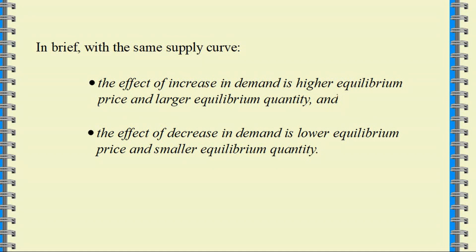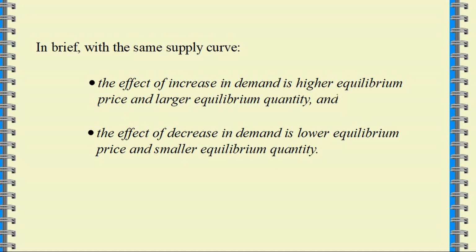For the previous two situations, here is a brief summary. With the same supply curve, or no change in the supply curve, because of the increase in demand or decrease in demand, these are the effects. The effects of an increase in demand are a higher equilibrium price and a larger equilibrium quantity. Whenever there is an increase in demand in the market, it leads producers to increase the price of their commodities while increasing their supply or their quantity.